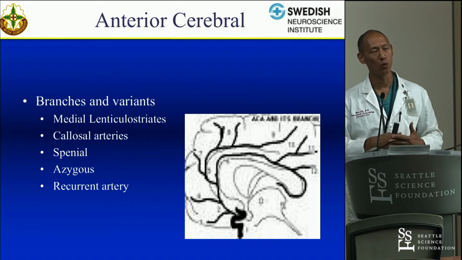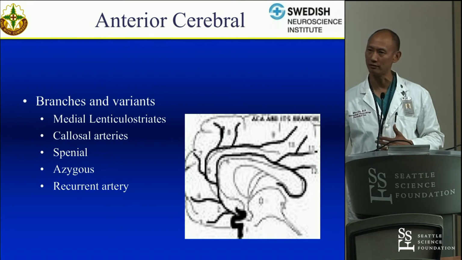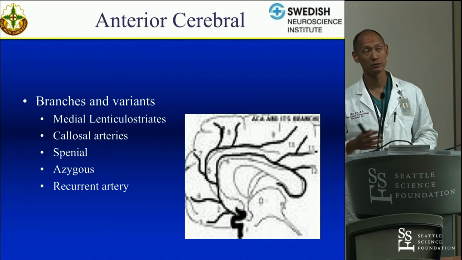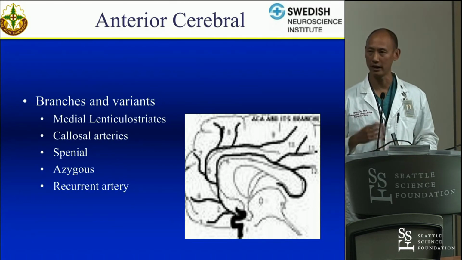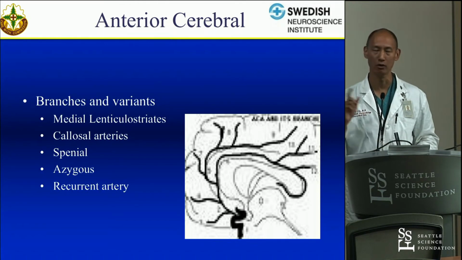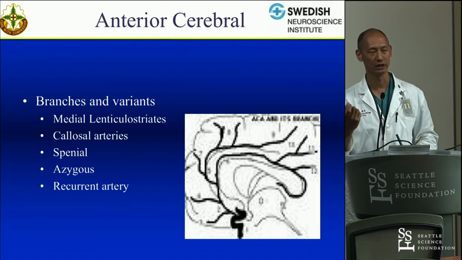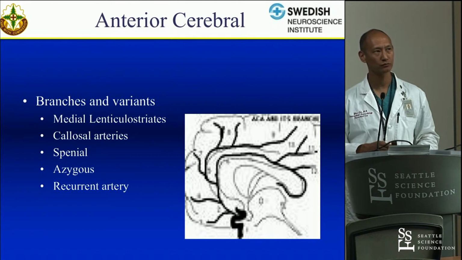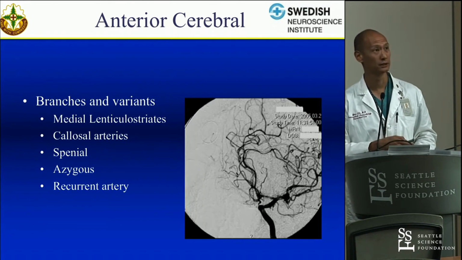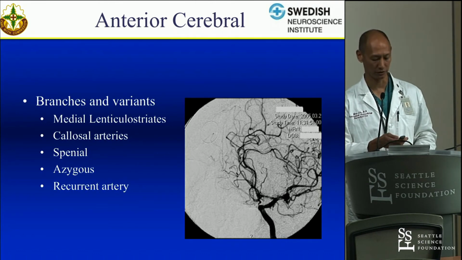But when you have an A1 that does give rise to both A2s and you have a hypoplastic A1 on the other side, those patients are also more at risk for developing anterior communicating aneurysms, because all the flow going into both A2s is being derived from one A1 segment. And the recurrent artery of Heubner I talked about. And either a straight frontal view or an ipsilateral anterior oblique Townes view is useful in that.